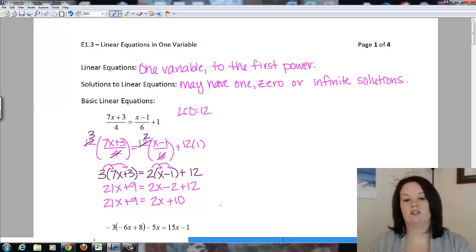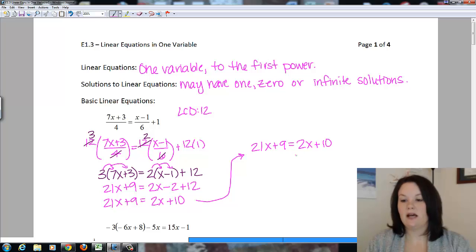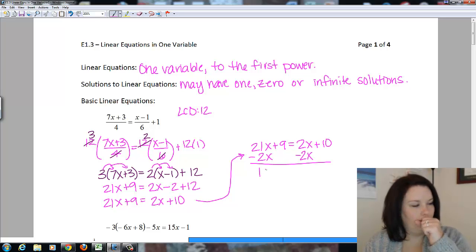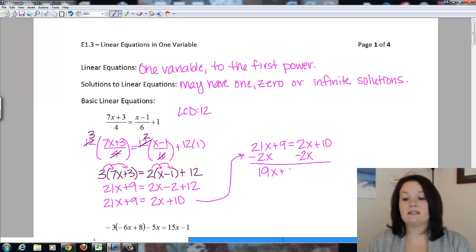And now I can go ahead and start getting all my x's in one spot. Okay, I'm going to move over here just so I have some more room. 21x plus 9 is equal to 2x plus 10. I'm going to subtract 2x from both sides to move my x's to the left, which leaves me with 19x plus 9 is equal to 10.